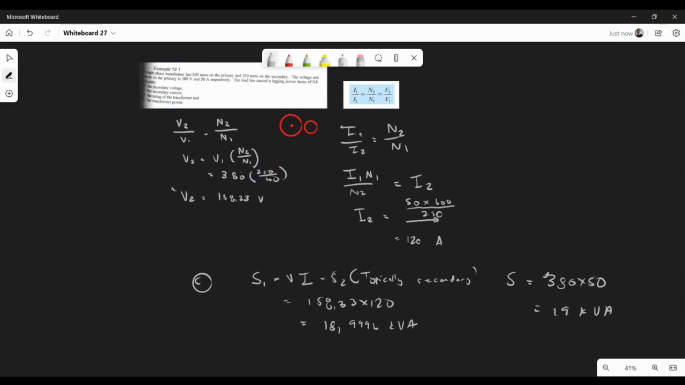Are you guys content with that? Got the same, yeah. Remember, we're transferring electrical power, and what we call electrical power is volt amp. Yeah, obviously you should be aware of that.